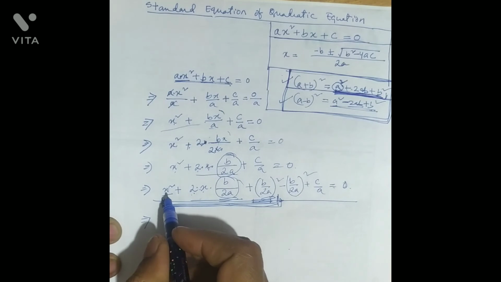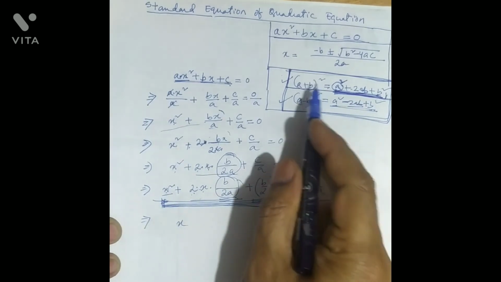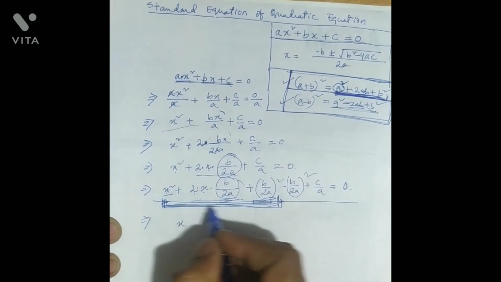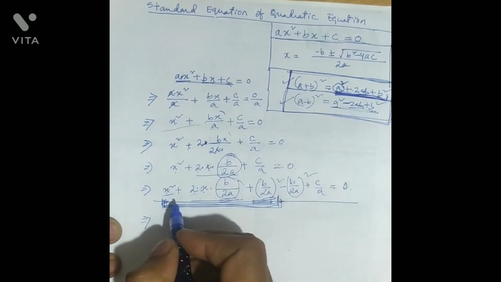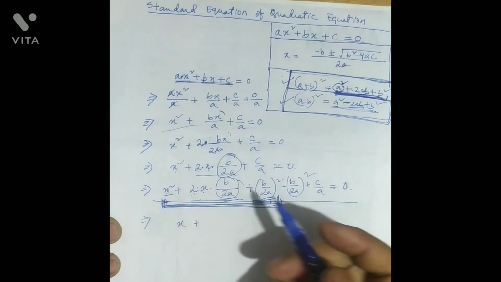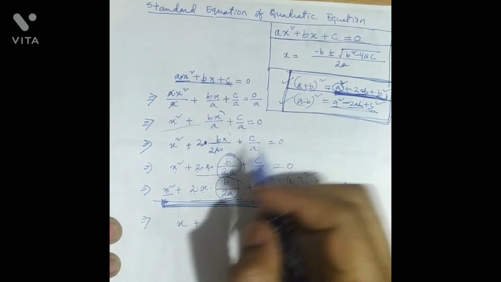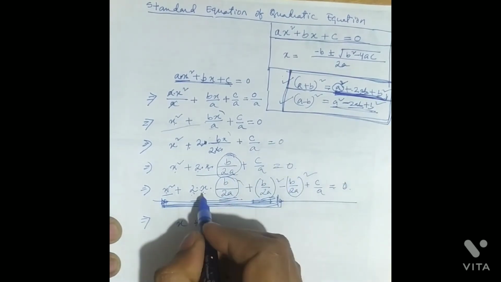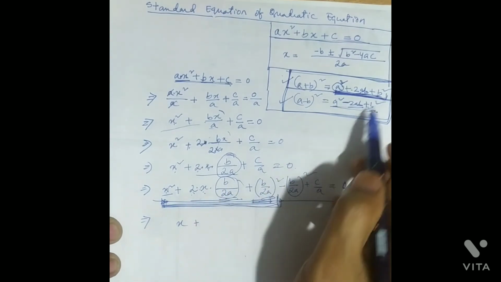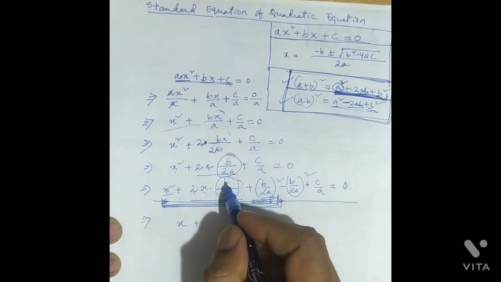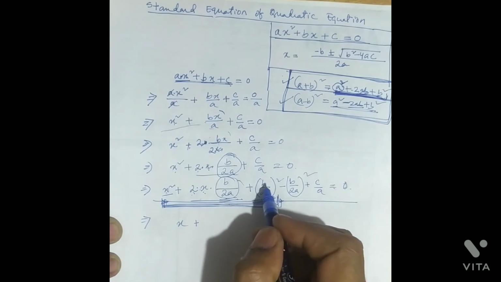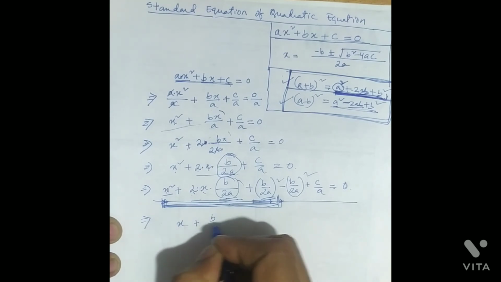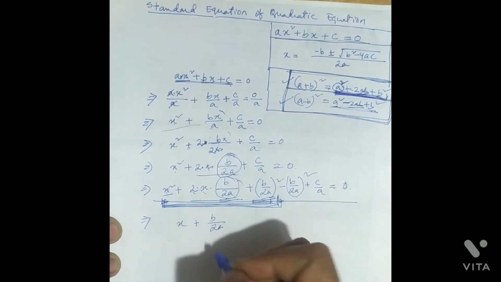In this case, what is a? x plus b. If we can write this expression as a plus b whole square, then we can write this also as a plus b whole square. In this case, a is x plus b. What is b? This is 2, this is a. b is this. So after a, whatever remains is b square. So after a, what remains is b by twice a, plus b by twice a whole square. In this case, b is b by twice a.